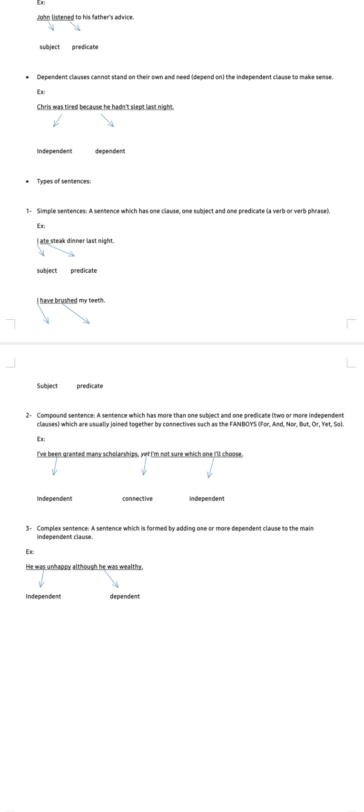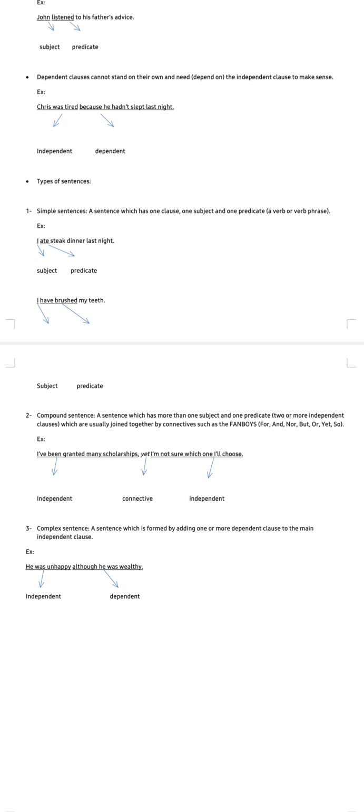And it doesn't matter. You can have 2, you can have 3, you can have 4. They can just keep on going as long as each and every one of them is an independent. So if you take each one of them, it'll still make sense on its own. So you have a simple sentence, one clause, one subject, one predicate. Then we have a compound sentence. It has more than one subject and one predicate and is joined by the connectives, the fanboys.